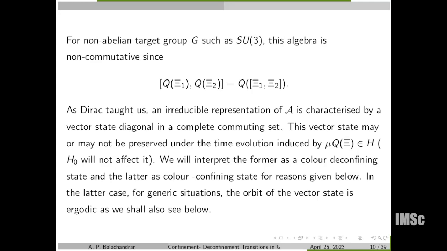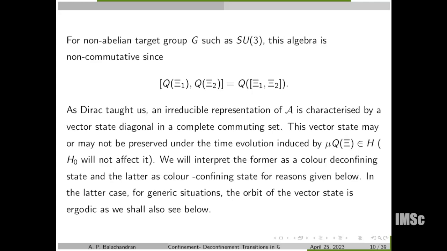So only a complete commuting set can be diagonalized simultaneously. So every irreducible representation will be characterized by a complete commuting set. So in the case of SU(3), this is the state I am telling about.